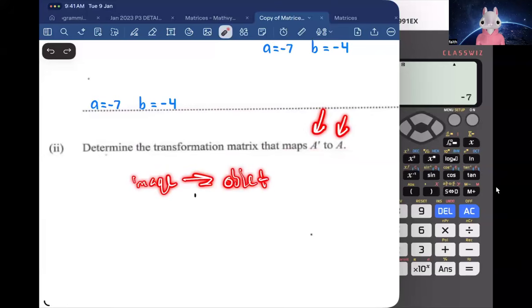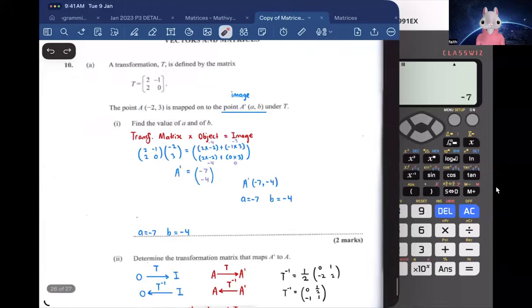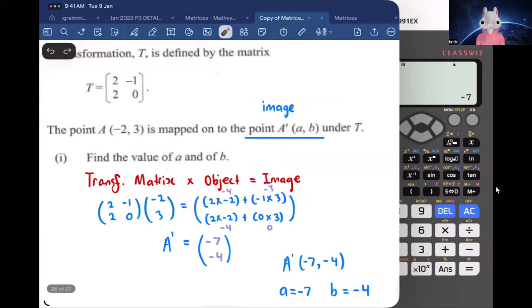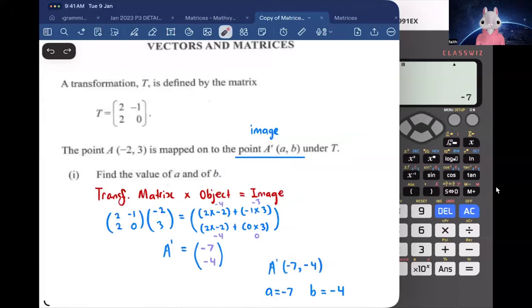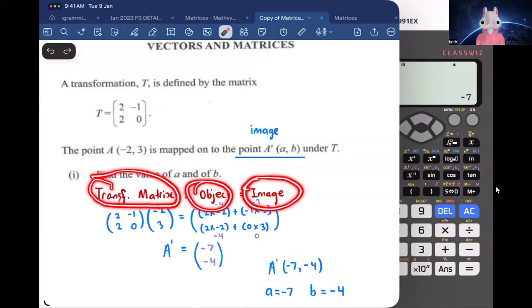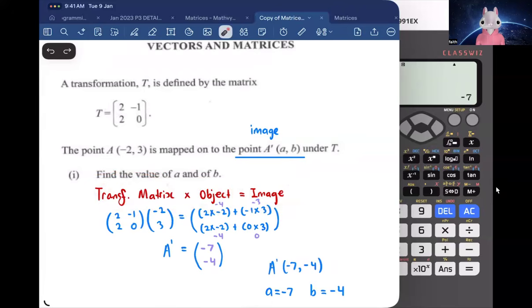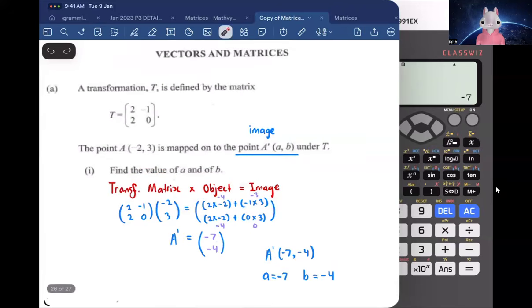Could you show me an example of the opposite, where it's object to image written out this way? All right, sure. The equation I told you at the start was the transformation matrix by the object, and that will give you the image. This is the main one you need to know. If you multiply the object by the transformation matrix, that gives you the image.